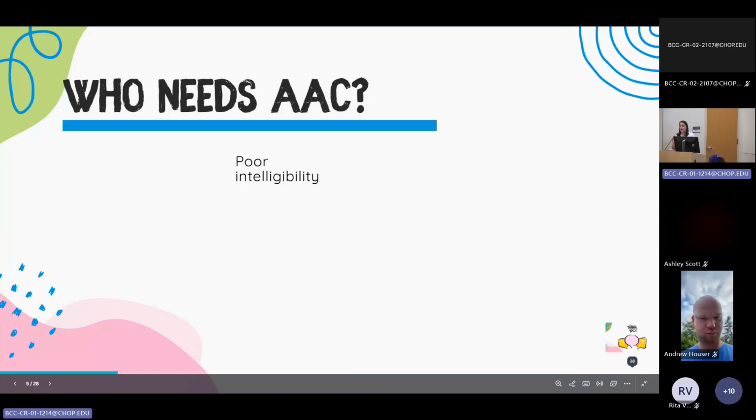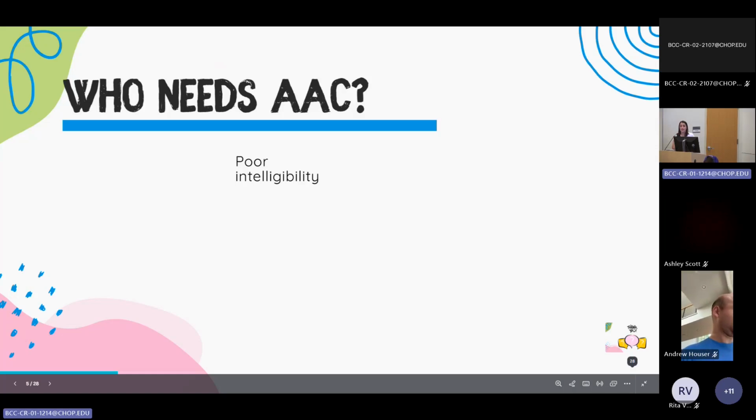That's not to say that just because you're an AAC user, you only communicate with your device. I have plenty of clients, patients, kids that do both. They say some things, they use their device, and it's a total communication approach. That's what I prefer when I'm working with families and devices: a total communication approach.